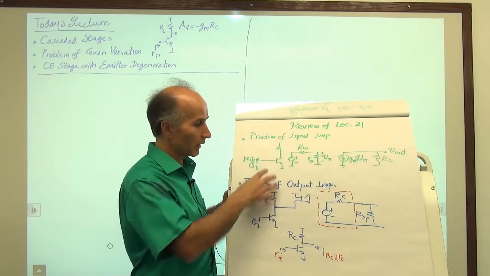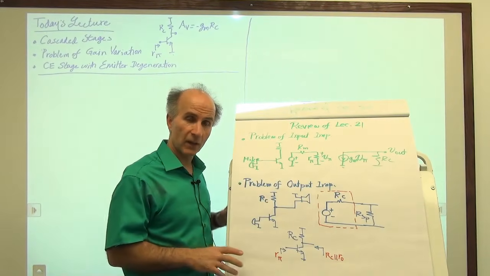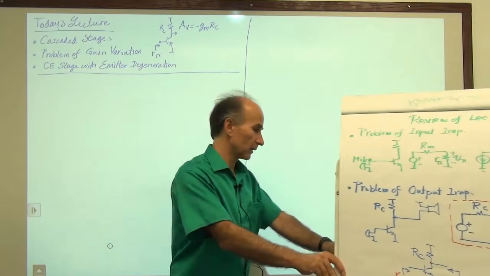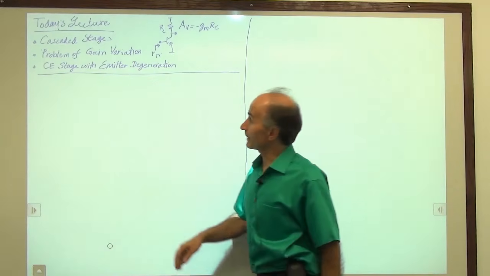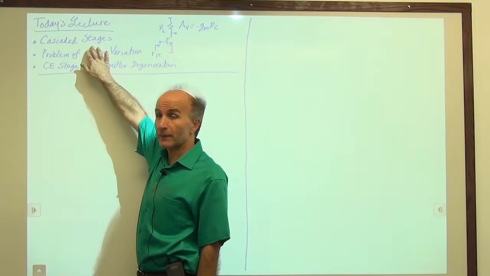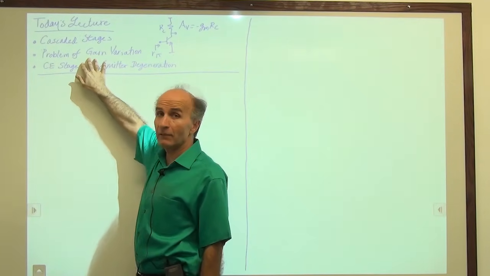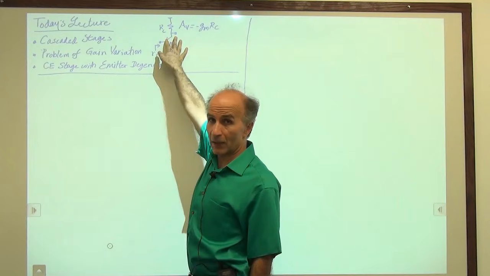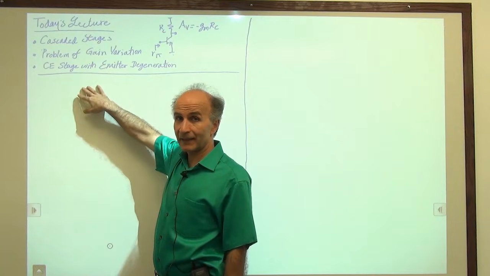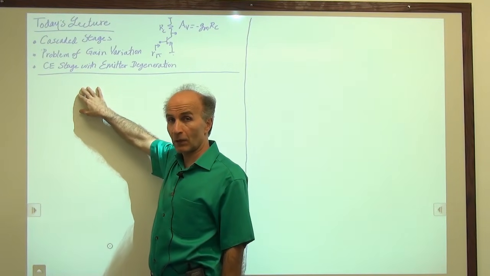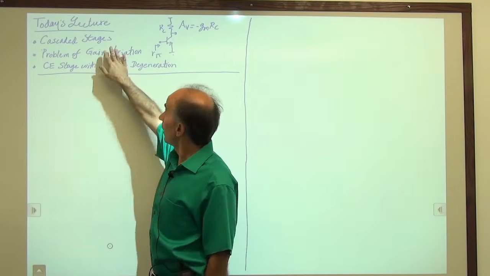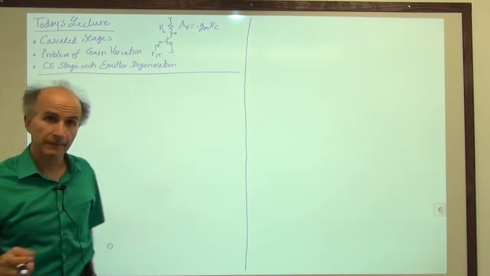So today we will look a little more closely at these concepts and incorporate them in another interesting topic, which is what we call cascaded stages, cascaded amplifiers. Then we look at the problem of gain variation in the common emitter stage. And as a remedy to that gain variation, we will introduce a slightly different topology, which we call the common emitter stage with emitter degeneration. All right, so let's begin with cascaded stages.